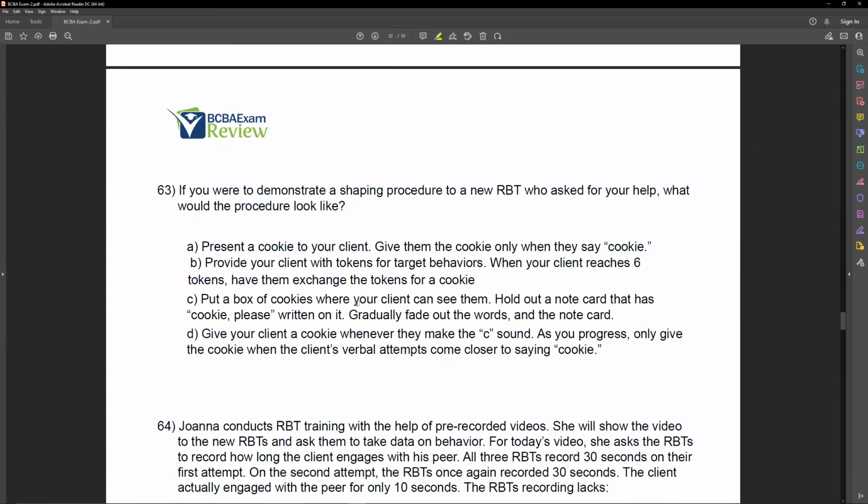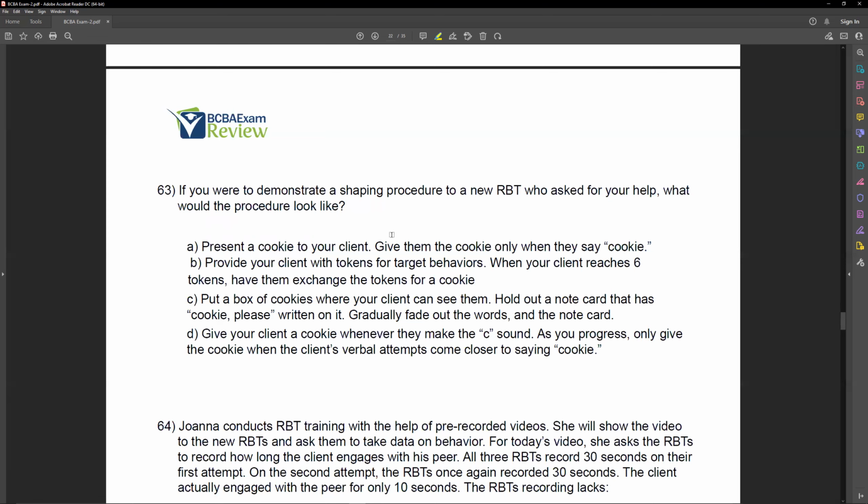63. If you were to demonstrate a shaping procedure to a new RBT who asked you for help, what would the procedure look like? All right, so not every question on the BCBA exam is going to be the hardest question ever created, right? You still need to know the basics, okay? So we dive very deep into behavior analysis as BCBAs and for our exam, but we always start with the basics. And the test is still going to test you on the basics like shaping.